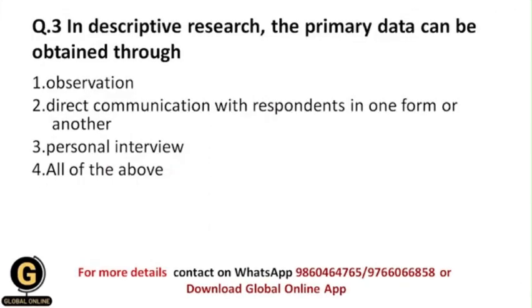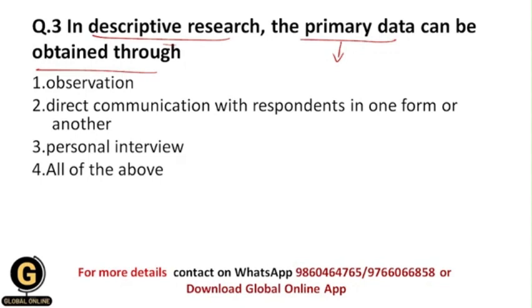Now next is, in descriptive research, the primary data can be obtained through. So in the descriptive research type, from which methods we can obtain the primary data. So basically students, primary data is the kind of data which is grabbed by the first user only. Okay, and this is the data which is there the first time, and it is called primary data.